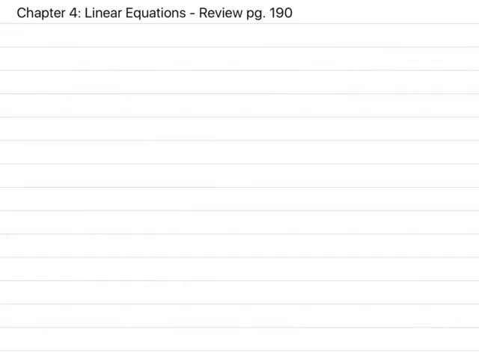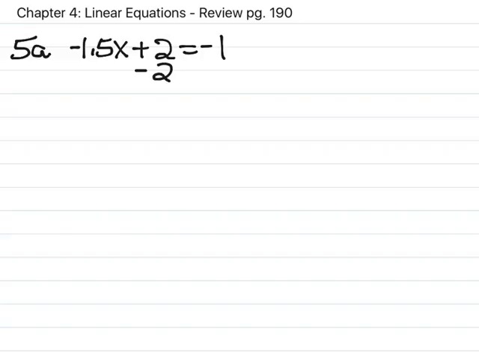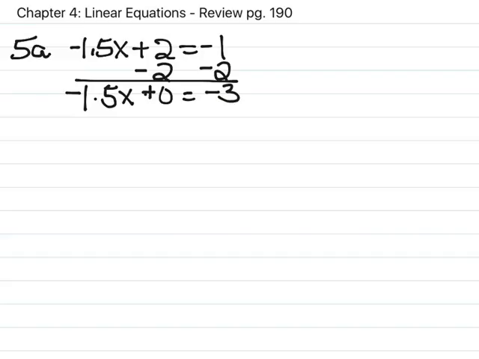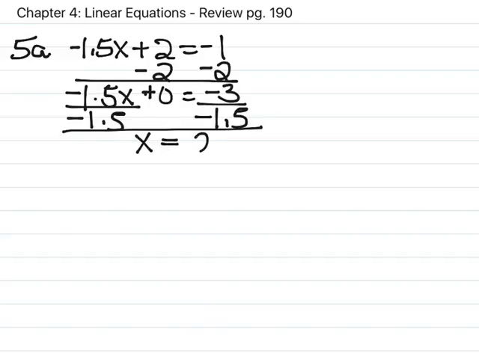And there you go. Question 5 asks you to solve each linear equation. So 5a, you have negative 1.5x plus 2 equals negative 1. So we'll get rid of the 2 first. So we have to subtract it because there's an addition there. So minus 2. Then you're left with negative 1.5x. This gives you 0 equals negative 3. So over here we're multiplying x by a negative 1.5. So we have to divide it by the negative 1.5. Which gives you x equals 2.